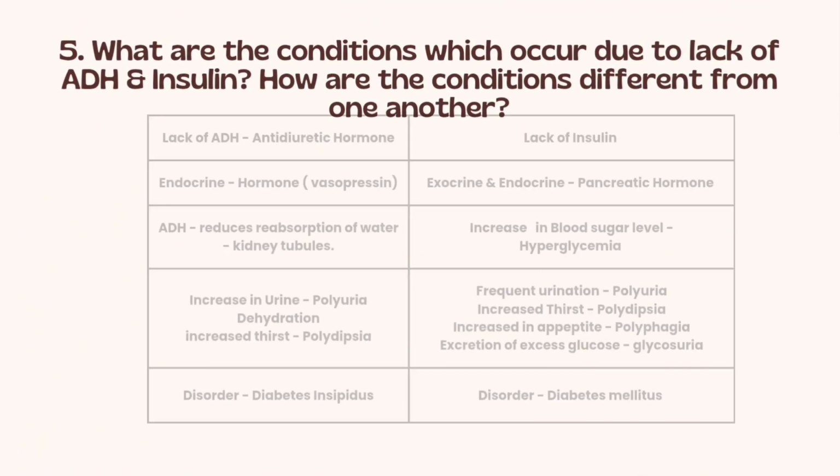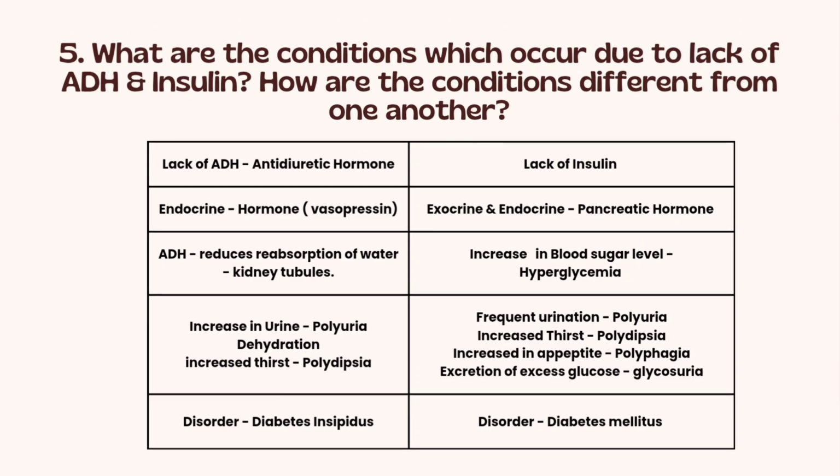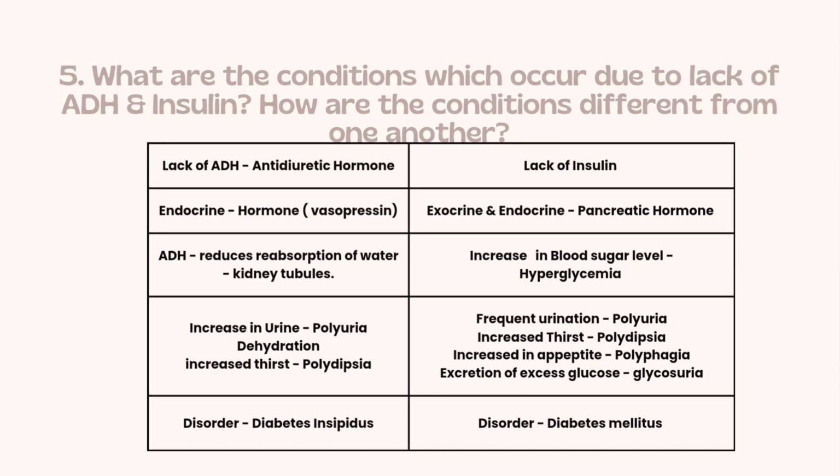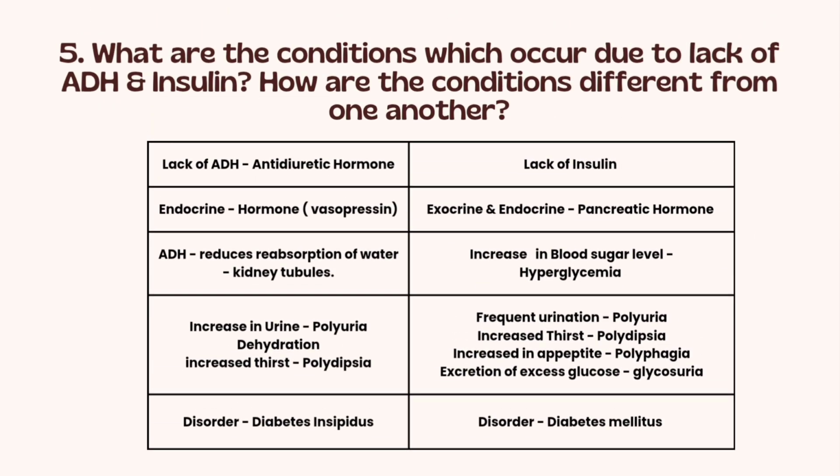What are the conditions which occur due to lack of ADH and insulin? How are the conditions different from one another? Lack of ADH, antidiuretic hormone, also called vasopressin, reduces reabsorption of water in kidney tubules. It increases urine output, polyuria, causes dehydration and increased thirst, polydipsia. The disorder is diabetes insipidus.